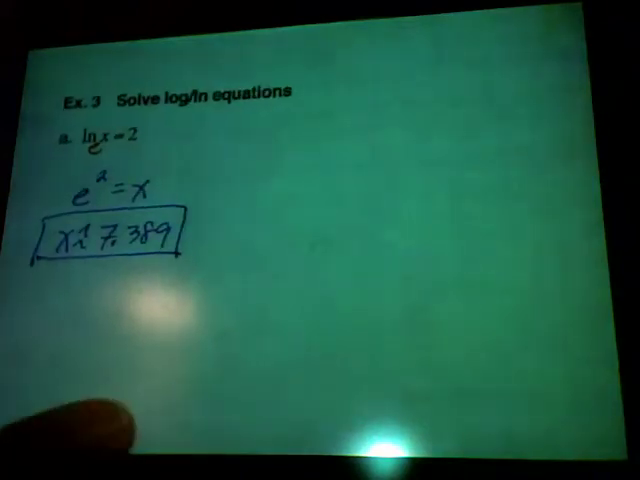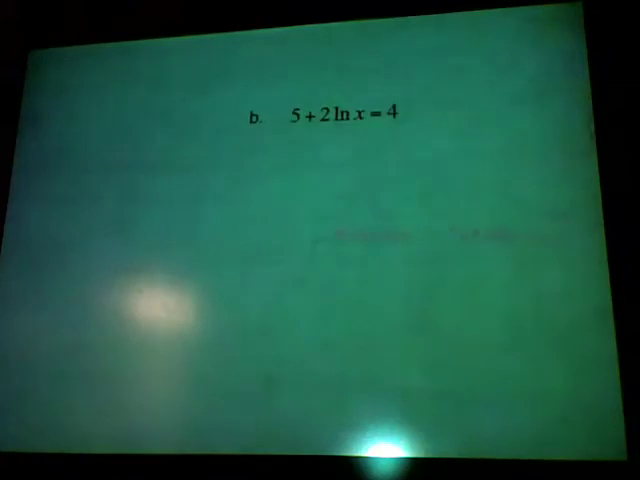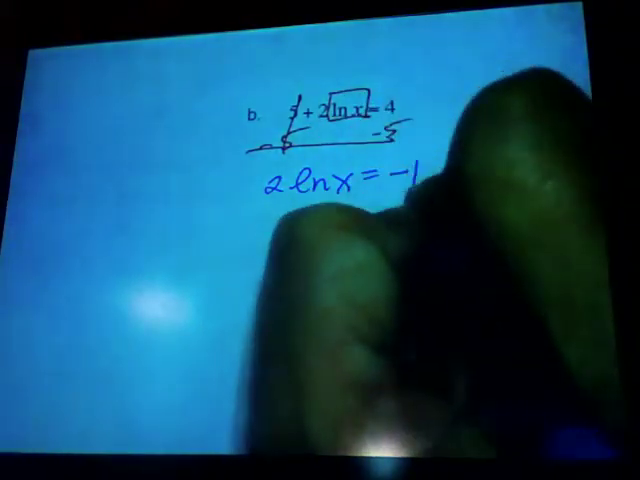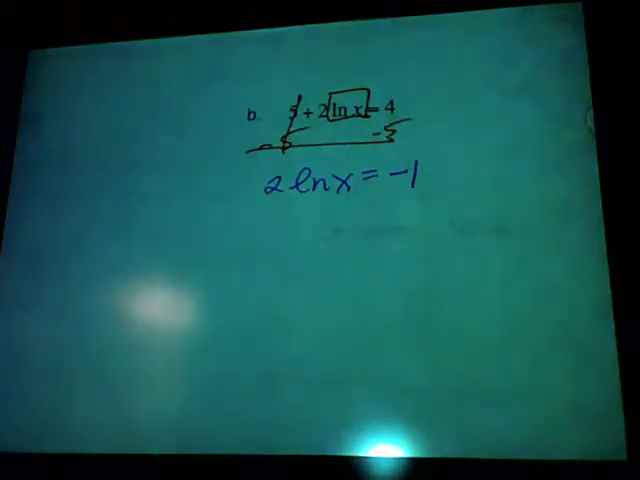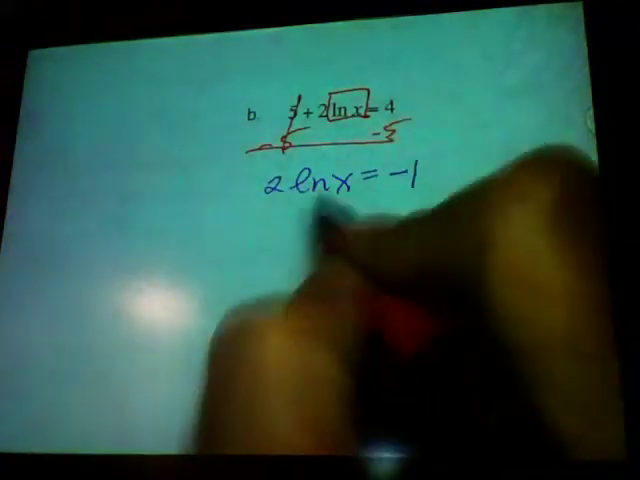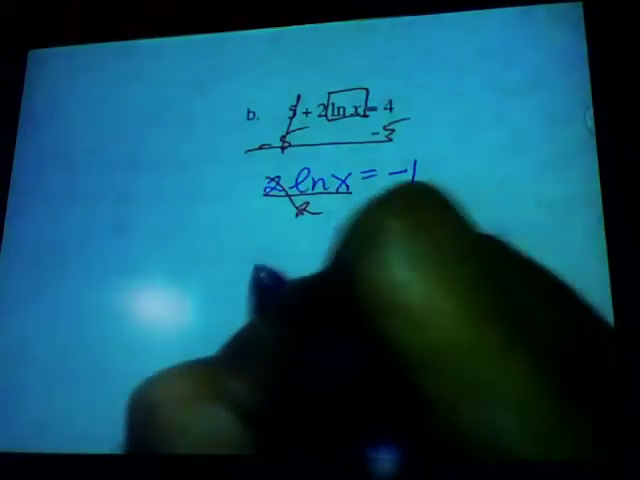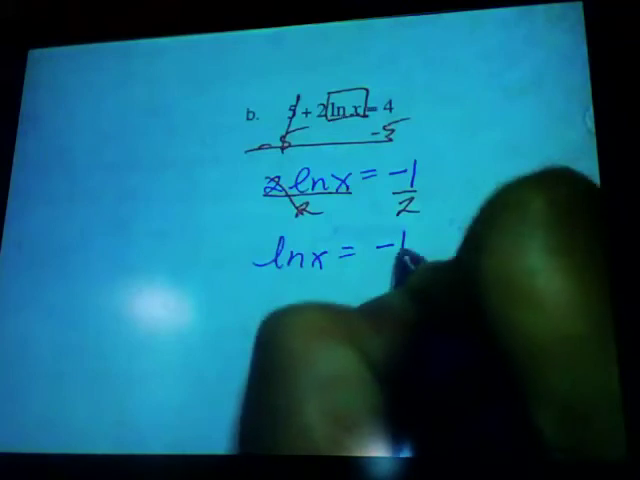Look at B. Now that's a little different, right? Now use your algebra skills. If we can get this part right here by itself, can't we do what we just did in A? Let's get it by itself. What do you do first? Subtract your 5. So we've got 2 natural log of x is equal to -1. Right? Not subtract 2, but divide by 2. So the natural log of x is equal to -1/2.